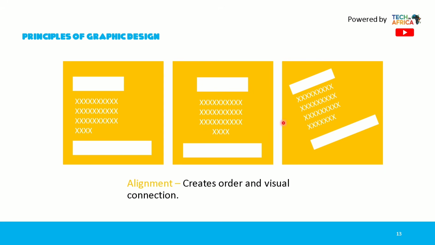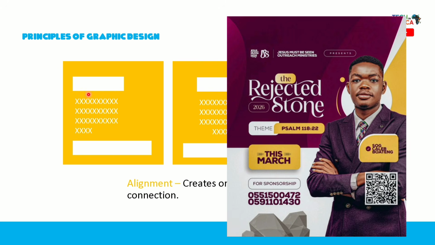The next principle is alignment. There are ways to align elements on your graphic design paper. You have left alignment, right, center, and diagonal. Alignment creates order and visual connection. For instance, let's say you want to design a church program flyer and you want to go by the right alignments. For instance, this is what you do.